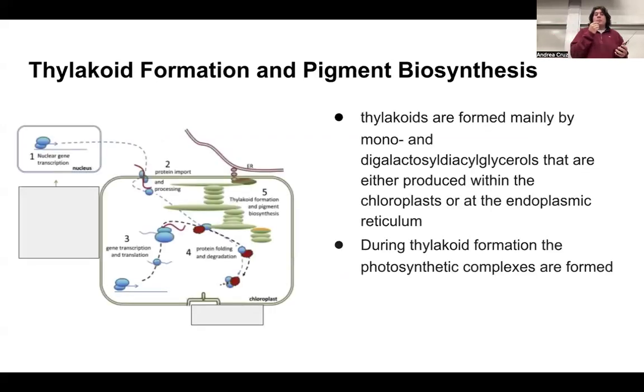So moving further down the path, we see thylakoid formation and pigment biosynthesis beginning. The thylakoids are formed mainly by mono and digalactosyldiacylglycerols that are either produced within the chloroplast or at the endoplasmic reticulum and then move to the chloroplast. During this formation, you'll also start to see the photosynthetic complexes formed, which is where you'll start to see pigment formation, as well as excited electrons finally beginning to enter the cell, and you'll start to see photosynthetic processes begin.